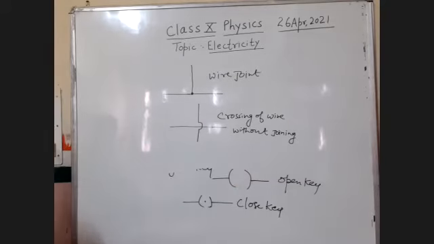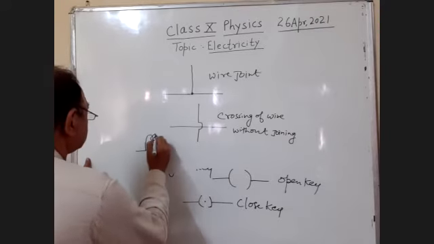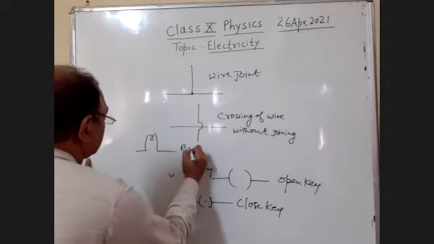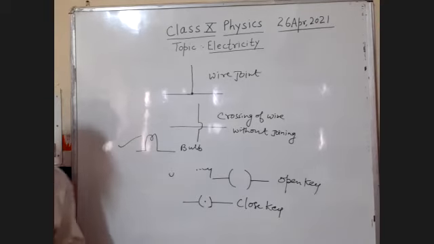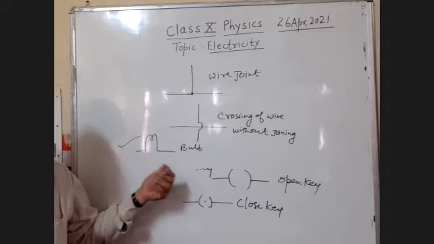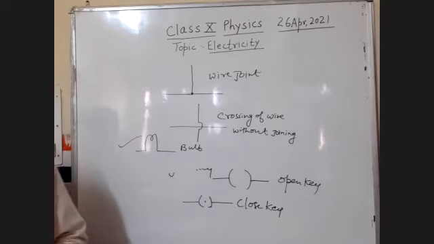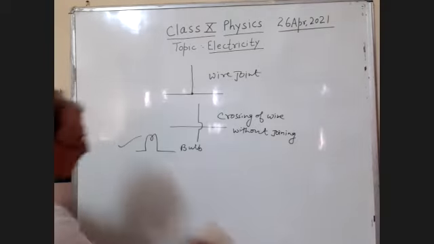Now next, students, is the electric bulb. This is the symbol of the electric bulb. If I want to show the electric bulb, I'll make this type of symbol. Is it clear, student? Symbol of electric bulb. Now, student, a few more symbols are there, so we'll discuss those symbols also.